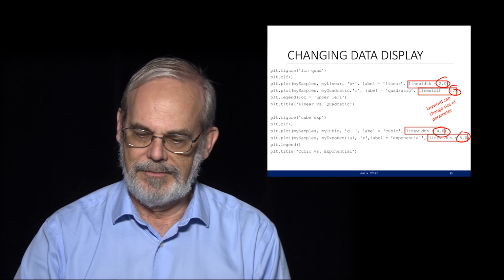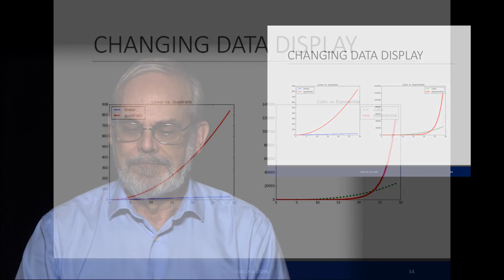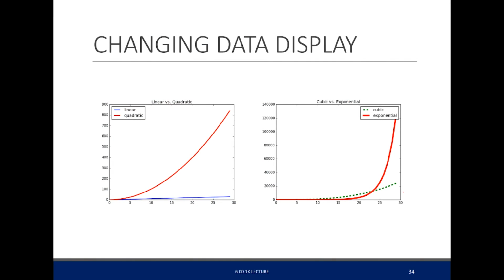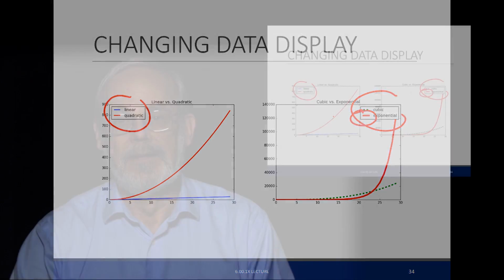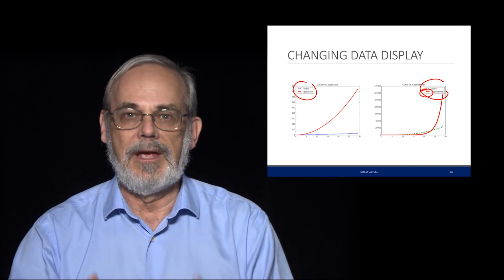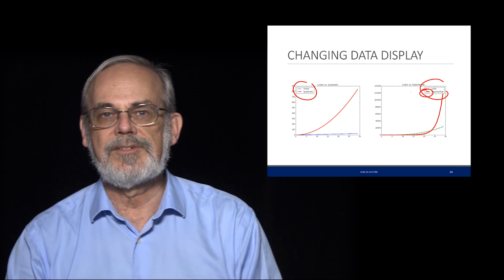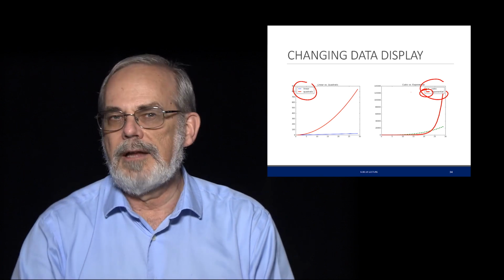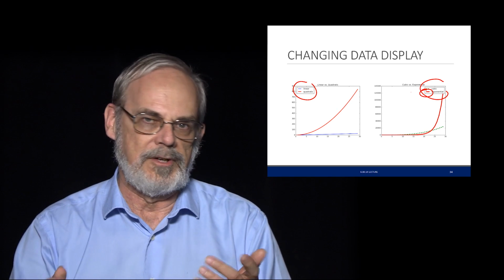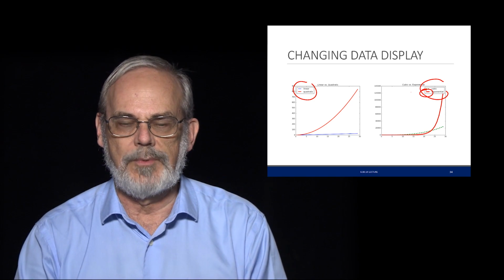Let's see what happens when I do that. Yeah, very nice. Now you can see, again, the legend picks it up. Notice over here, exponential is a very thick line compared to cubic, compared to quadratic, compared to linear. And it's simply another example of being able to change the aspects of the display to highlight things I want to highlight. I could have picked something different. This is just a nice way of showing it off.